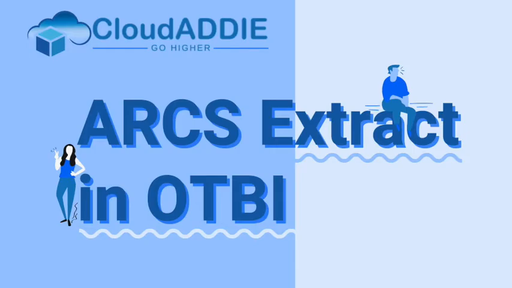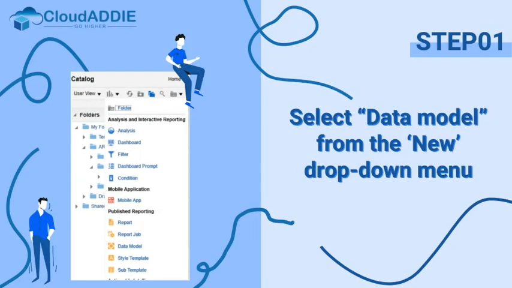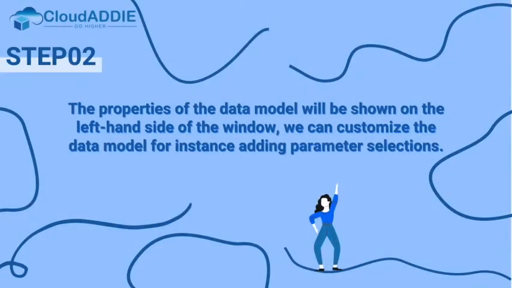ARCS extract in OTBI. In this tutorial, we will be going over how to use ARCS extract in OTBI. Select Data Model from the New drop-down menu. The properties of the data model will be shown on the left-hand side of the window. We can customize the data model, for instance, adding parameter selections.